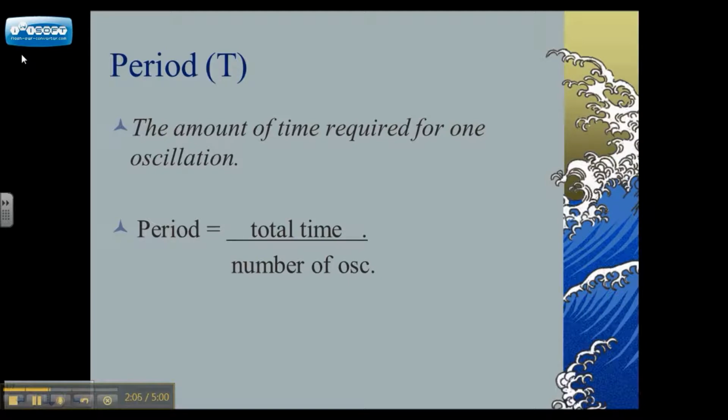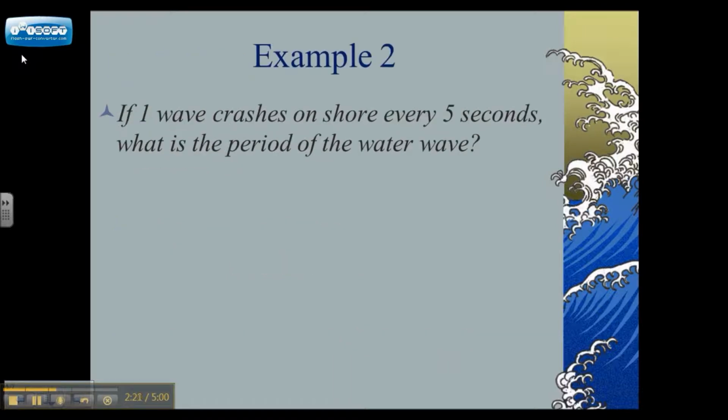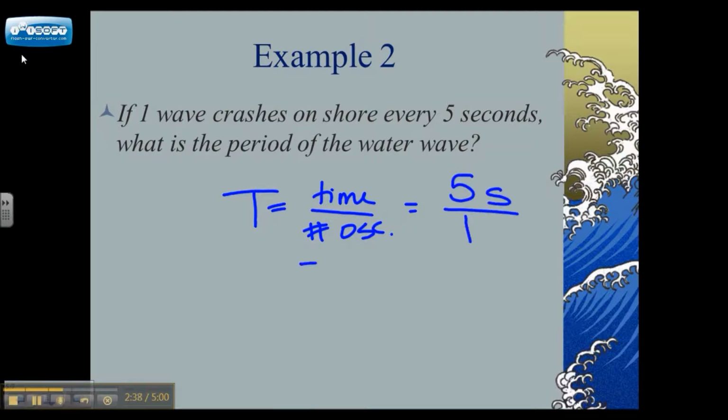So you should notice this is a direct inverse of frequency. The units are any unit of time, seconds, minutes, hours, days, years, etc. And so normally we're going to also see seconds here. So here's the exact same example we just did, except now we're wondering what is the period. So period, capital T, is the time over the number of oscillations. So here we have 5 seconds for one wave, and so we have a period of 5 seconds.